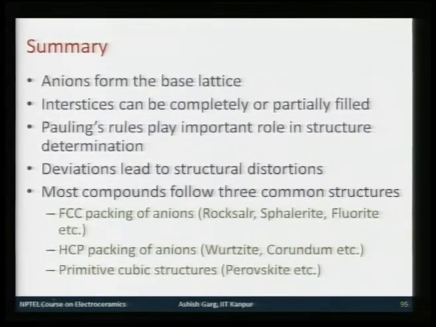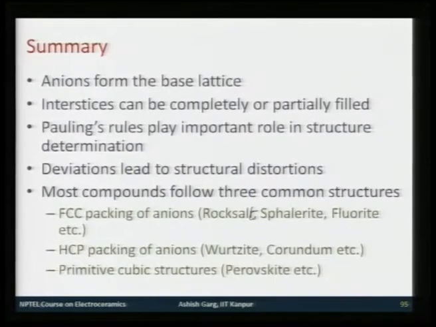So most of the ceramic compounds follow three common structures. You have structures based on FCC packing of anions, such as rock salt, sphalerite and fluorite structure. There are structures where the host lattice is made in FCC packing by anions, so ABC kind of packing of anions, examples of which are materials like magnesium oxide, zinc oxide, zirconium oxide, etc. And these are defined by parent structures.